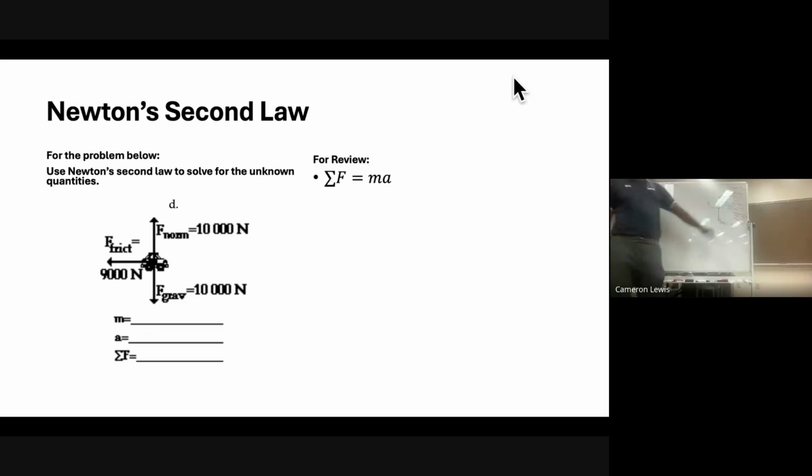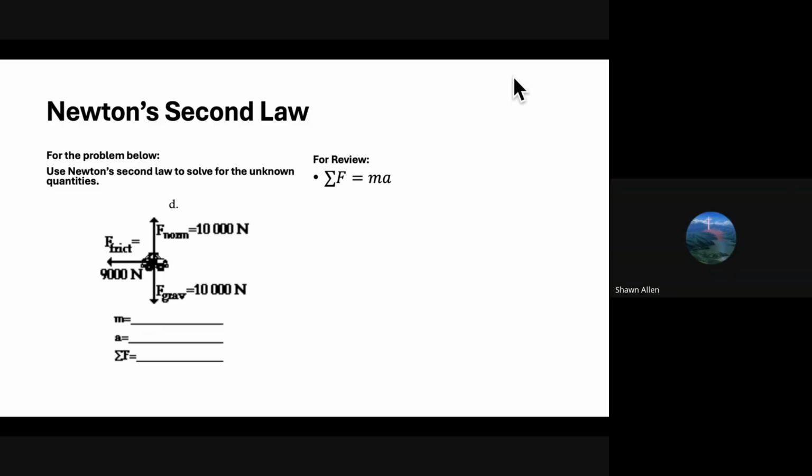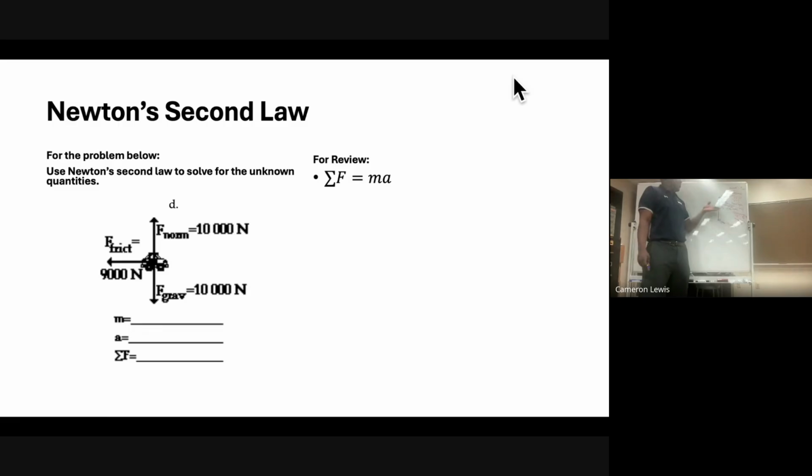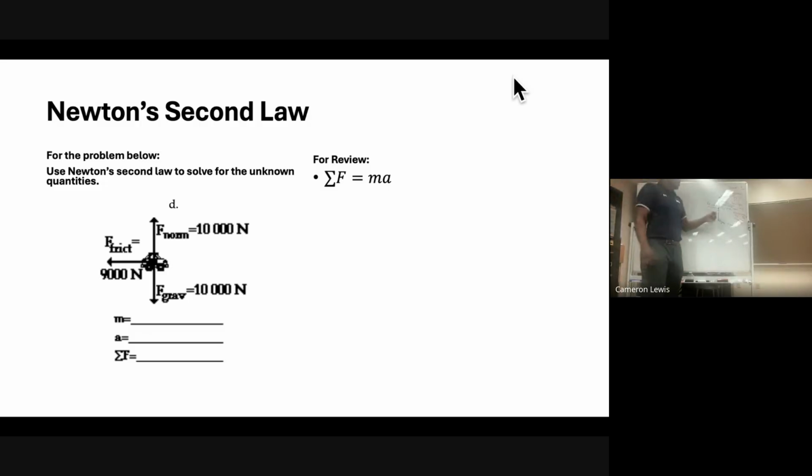Now, the sum of our forces is equal to what? In the y, it's equal to 0. So that's out. But in the left to right, it's equal to what? 9,000, my bad, because there's only one. So now we know the sum of our forces is equal to 9,000.